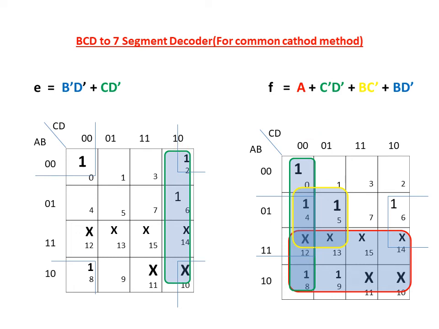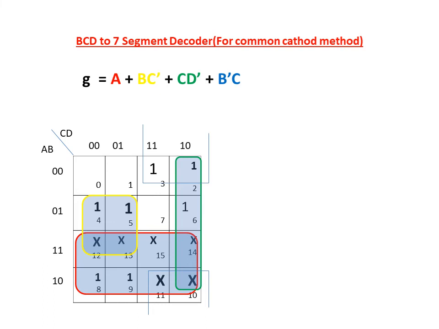Now for F, we have total 3 cells grouping. This red color is combined into total 8 cells, and this one is grouped with these 4 cells, so it makes 4 cell grouping, and this one is combined with this 4 cell grouping, and this one is combined with this 4 cell grouping. So for red cell grouping, the output is A, and for green cell grouping, the output is C bar, D bar. And for yellow color grouping, the output is B, C bar, and for the blue color grouping, the output is B, D bar.